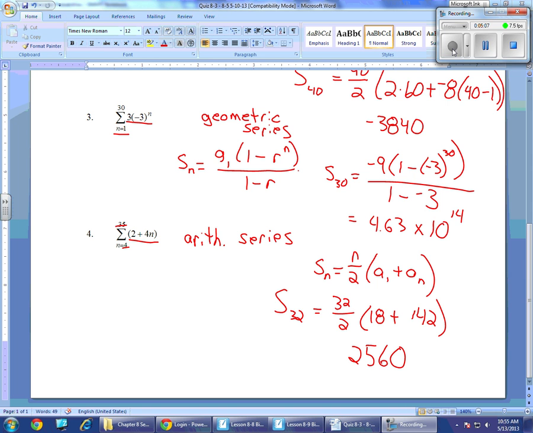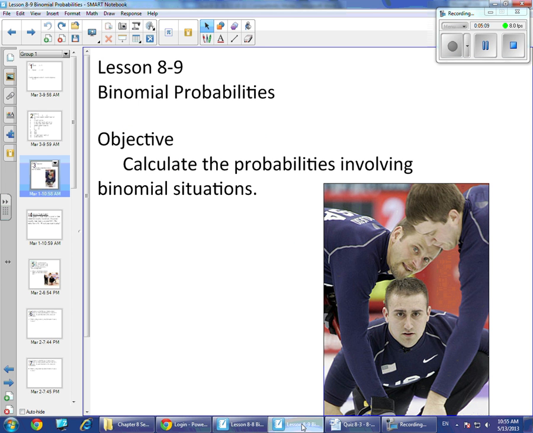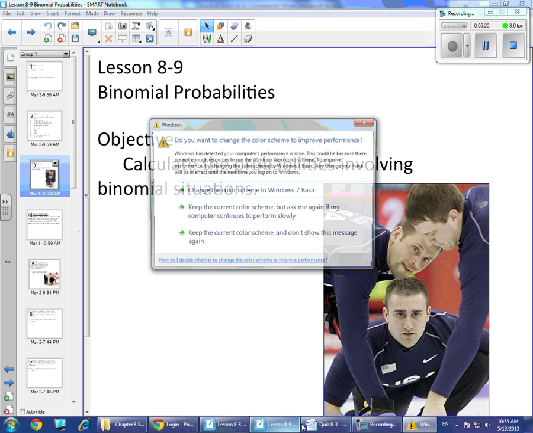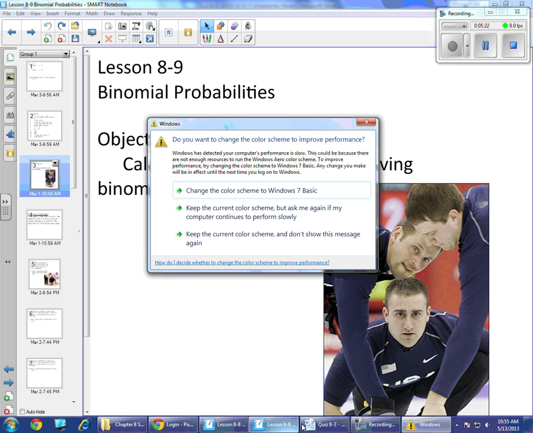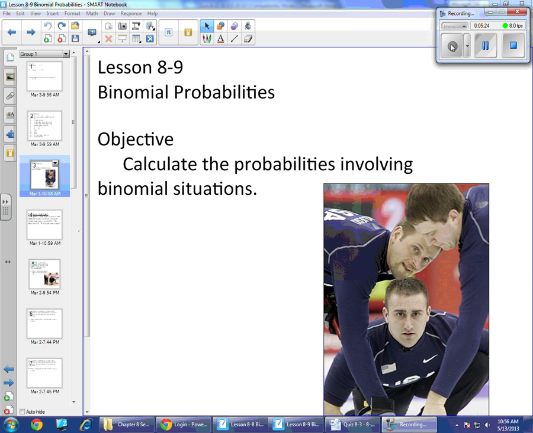Okay, today we're going to take a look at section 8.9, which is binomial probabilities. We're going to talk about these probability situations, and take a look at how they're connected to some of this combination Pascal triangle stuff. And then we'll show you how to actually do the calculations.